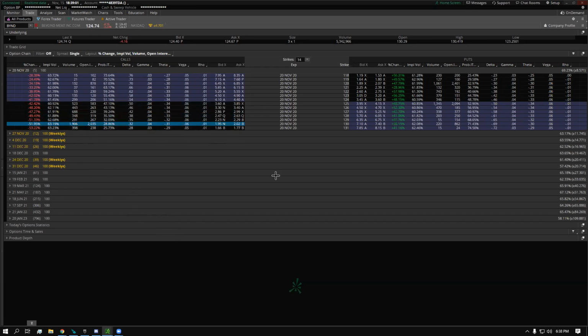It'll vary depending on many factors like market conditions. If VIX is higher, you're going to have a higher implied volatility on the SPY contracts, for example. And when a company has earnings, that's going to be another catalyst for high implied volatility.